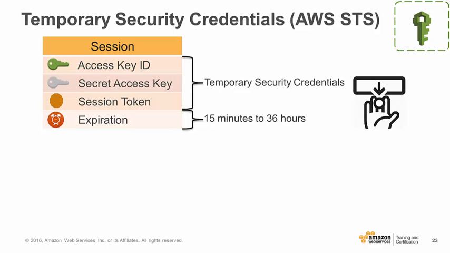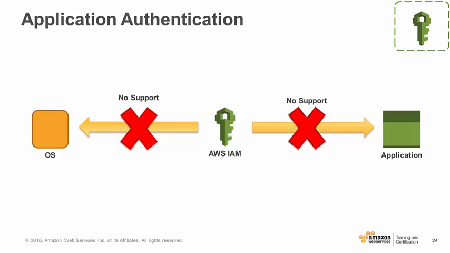A session established with an AWS STS consists of an access key ID, secret access key, a session token, and expiration time. The expiration time could be between 15 minutes and 36 hours. The keys are used to sign API requests and pass a token as an additional parameter, which AWS uses to verify the temporary access keys are valid. AWS IAM is not appropriate for operating system and application authentication. It is only for access to AWS resources.